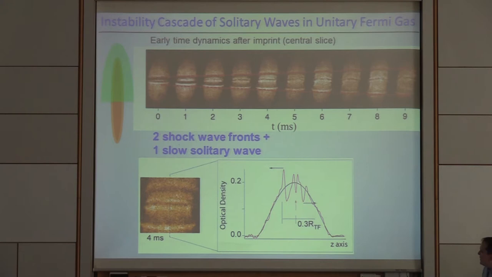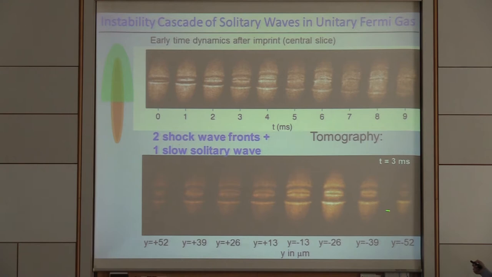I have a zoom in here, which is actually the soliton. And you can use your tomographic imaging now to scan whether you see the soliton in all the layers of your system. So this shows us we do have a planar soliton initially, because we see this defect in all the planes of the three-dimensional cloud.